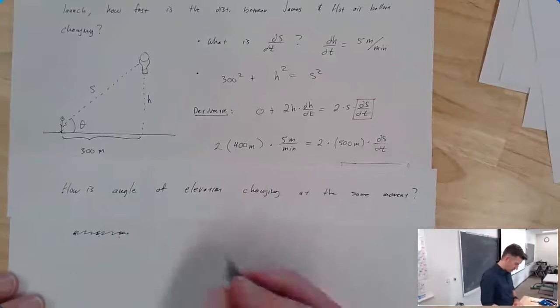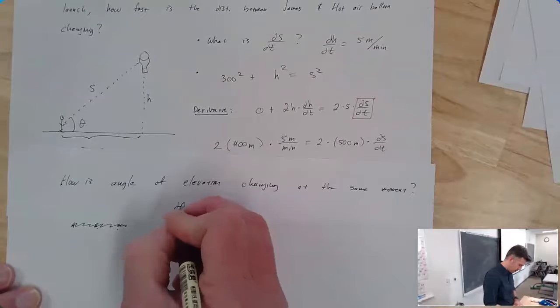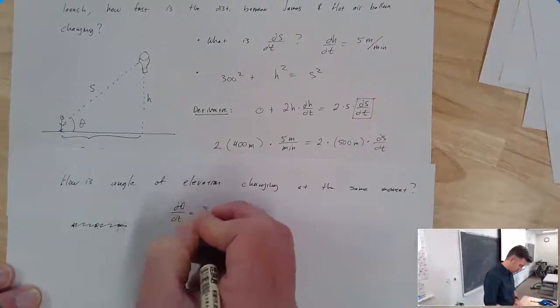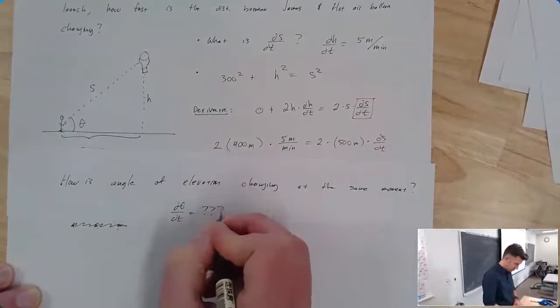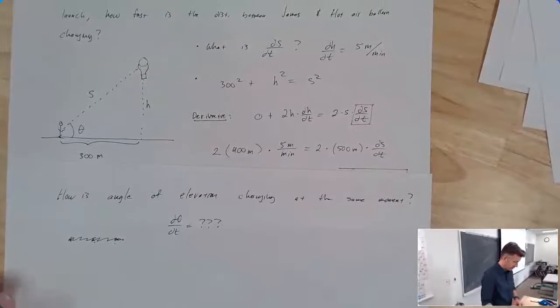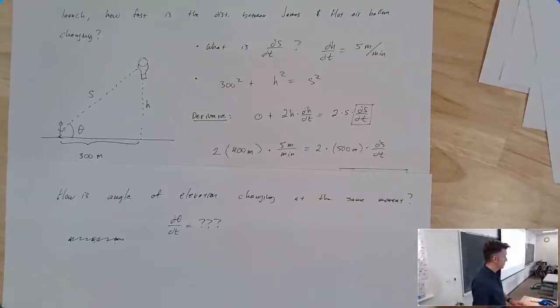So, how is the angle of elevation changing at the same moment? So we're asking, what's d theta dt? And we want to find an equation relating the things we know and the things we want to know. Specifically, if we can manage it, only those things. So I really only want an equation that involves theta, because I want to know how theta is changing, and h, because I know exactly how h is changing the whole time. I really would prefer not to involve s.